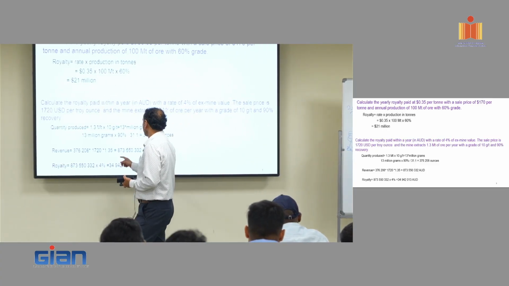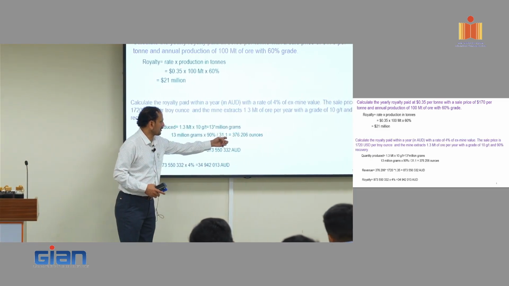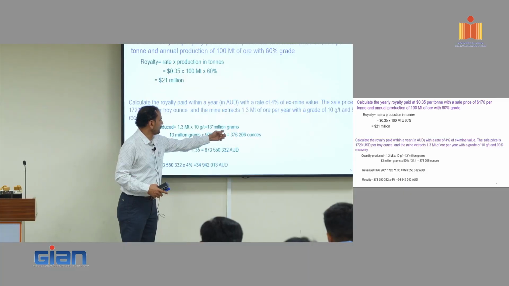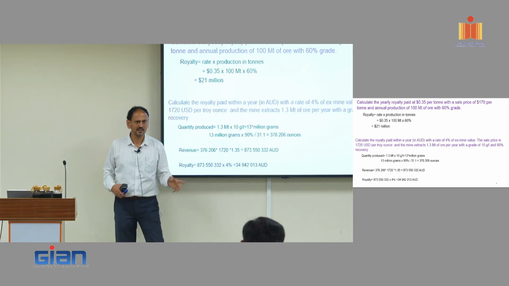So 90% recovery, and then that's a conversion factor divided by 31.1. So from million grams to ounces, if you were to convert, that is the conversion factor, and likewise you calculate.